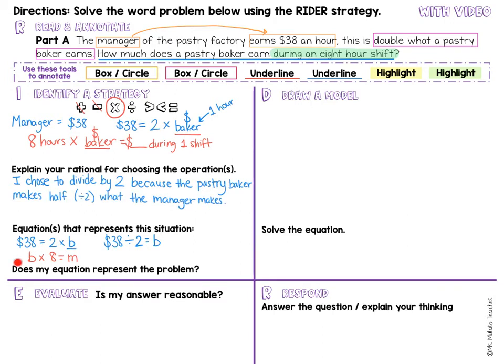Now let's talk about why we multiplied. So then we multiplied times 8 hours. Why? Well, in the question it says that it is an 8-hour shift. Next, I chose to multiply by 8 because... now I want you to finish the sentence. Why did we multiply by 8? What in the problem told us that we needed to multiply by 8? Pause the video so that you can write this down on your paper.